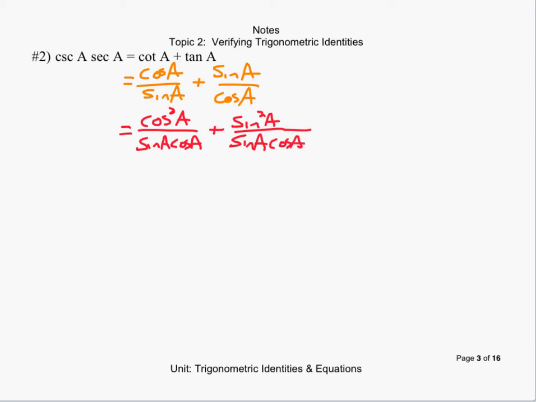I consider this red step and the step after this being on autopilot. It's something that you just automatically do. You don't have to do any thinking, hopefully. You just get common denominators and add them together. Once you have common denominators, you add the numerators together. Cosine squared of A plus sine squared of A. Your denominator does not change when you add or subtract.